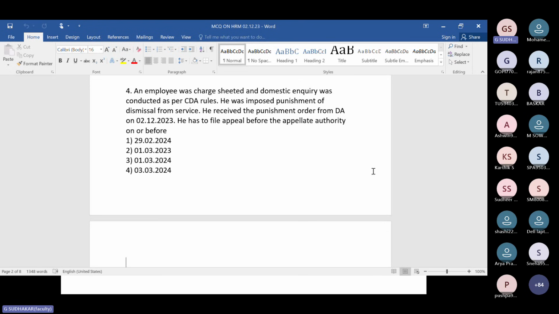Suppose if in the options there is no 90 days, only 3 months, tick the 3 months. But if the answer is a date, you have to be accurate. You cannot put 3 months. Here you have to calculate from 2/12 when 90 days will expire. 3/3/2024.